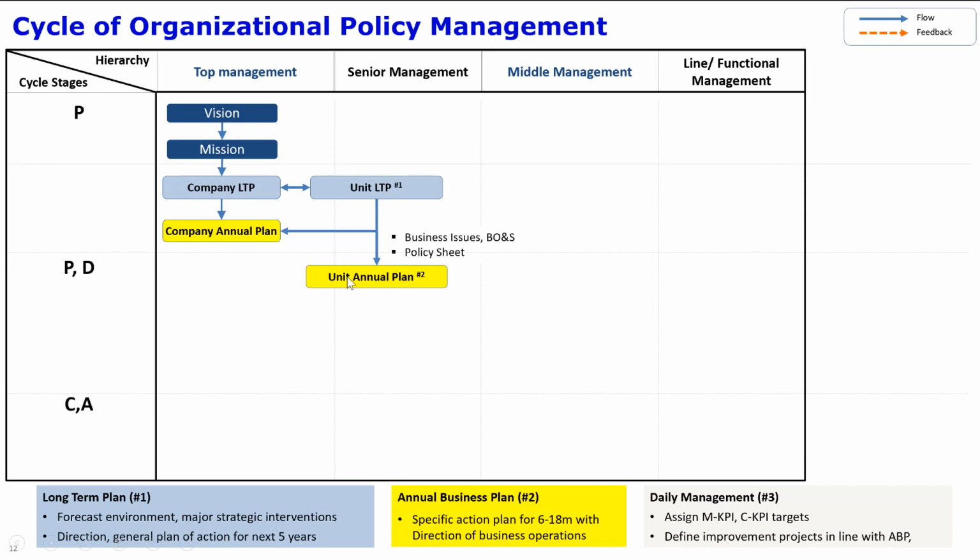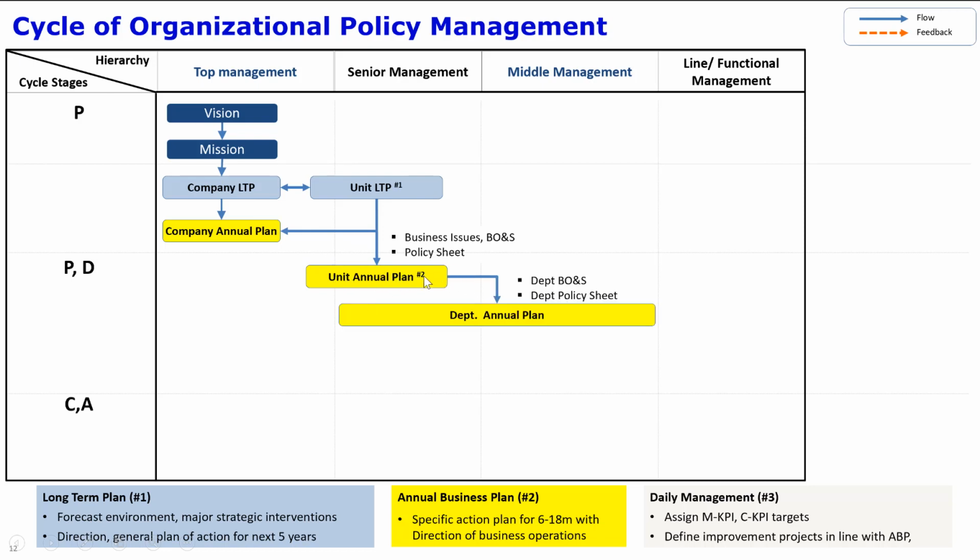So essentially, each unit forms its annual plan in accordance with its long-term plan, which is typically a 5 to 10 year plan, and also the parent company's annual plan. This point is very important. Please look at this set of arrows. Now, what does the unit annual plan mean?